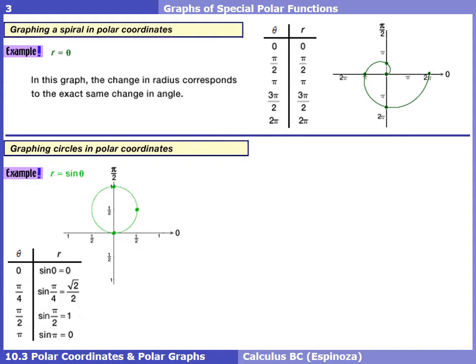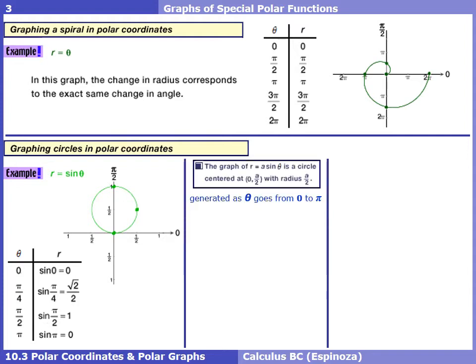And again, it's very important to see that if you were asked to just graph this from 0, let's say, to pi over 2, you of course would be graphing this right side of the circle. So again, very important that you see how these points are plotted so that you can see how much of the polar graph you're looking at in certain situations.